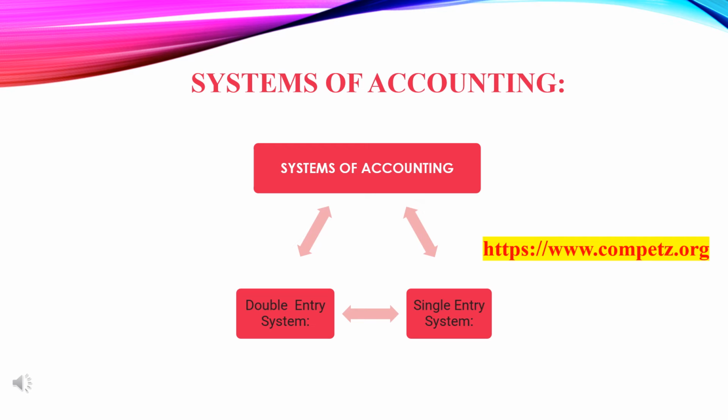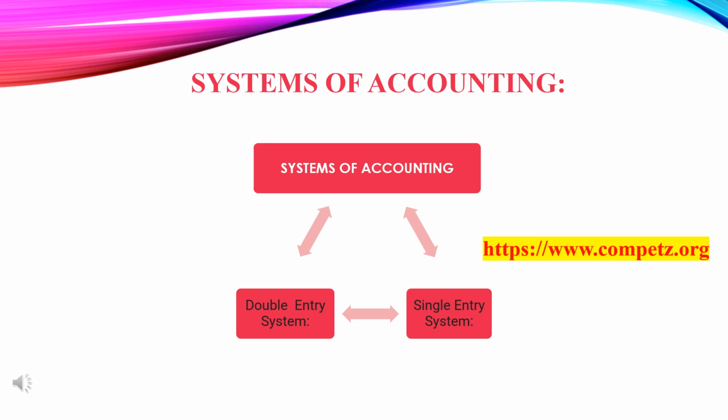Okay, receiving and giving a benefit. So therefore each transaction involves minimum two or more accounts and is recorded in different places in the ledger. The basic principle is to follow that every debit must have a corresponding credit.